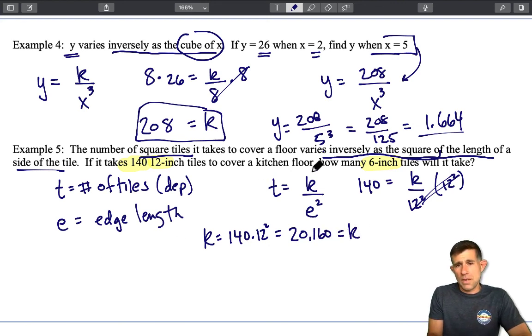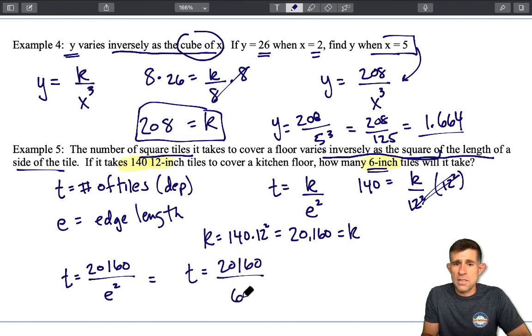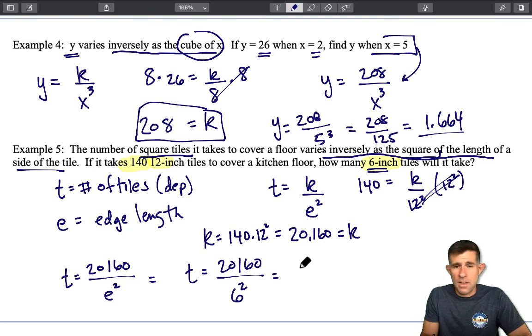Next, I'm going to rewrite my variation equation. T is equal to 20,160 divided by my edge length squared. Now I can use this constant of variation, this equation, to find out the number of tiles I will need if my edge length is 6. So we're going to plug 6 in for E. So the number of tiles is equal to 20,160 divided by 6 squared, which gives me 36. And when I take 20,160 divided by 36, I'm going to end up with 560 tiles.